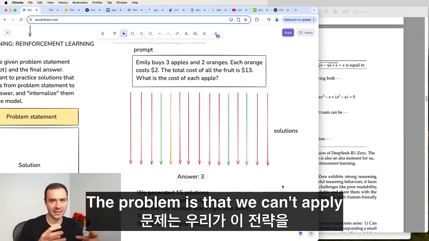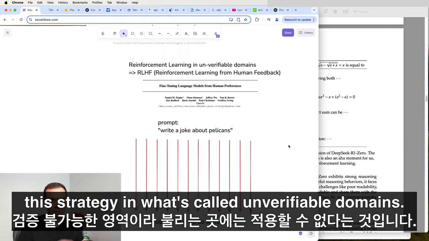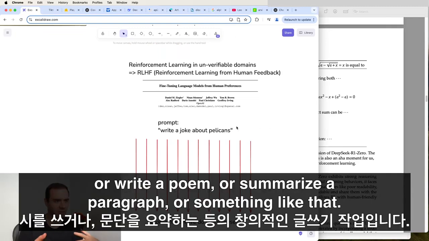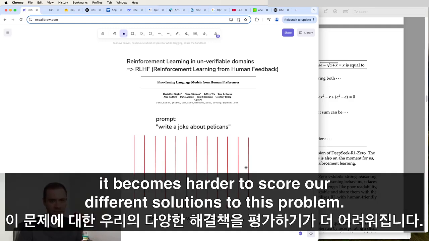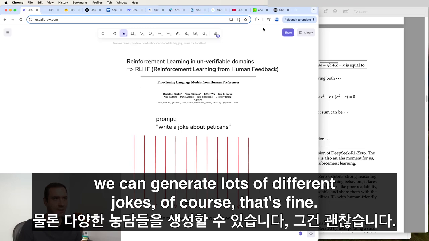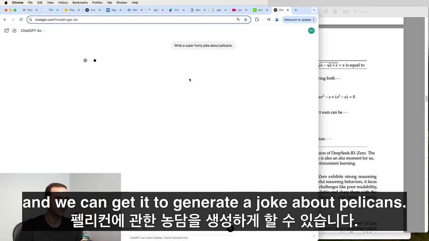The problem is that we can't apply this strategy in what's called unverifiable domains. So usually these are, for example, creative writing tasks like write a joke about pelicans or write a poem or summarize a paragraph or something like that. In these kinds of domains, it becomes harder to score our different solutions to this problem. So for example, writing a joke about pelicans, we can generate lots of different jokes, of course, that's fine. For example, we can go to ChatGPT and we can get it to generate a joke about pelicans.